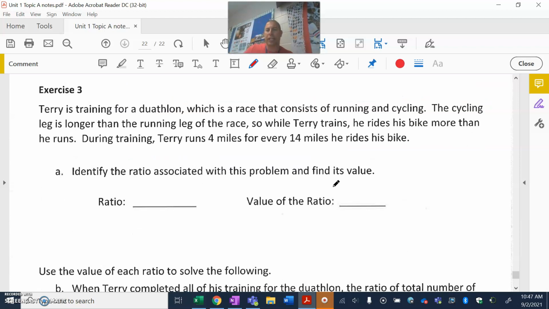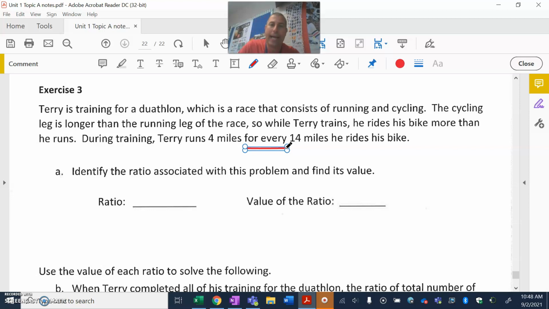All right. Terry's training for a duathlon, which is a race that consists of running and cycling. Okay. Dual, two. All right. The cycling leg is longer than the running leg of the race. So while Terry trains, he rides his bike more than he runs. During training, Terry runs 4 miles for every 14 miles he rides his bike. Okay, identify the ratio associated with the problem.